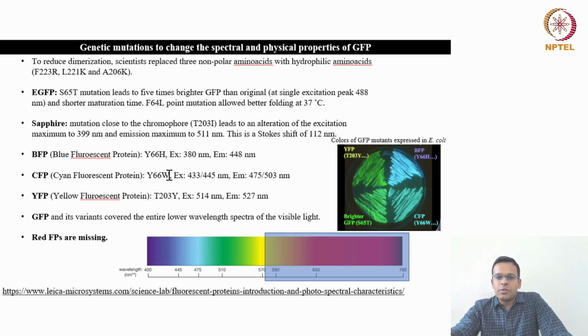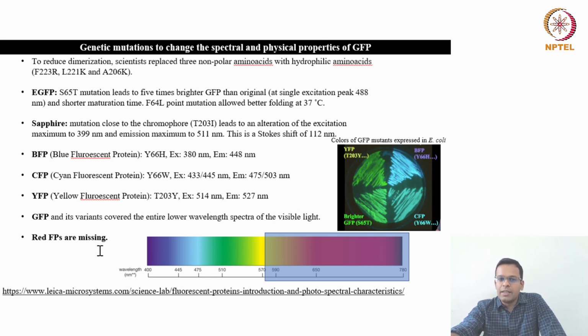Then changing Y66 to W, it changed the color to cyan. So this fluorescent protein is known as cyan fluorescent protein. Similarly, by changing just 1 or 2 amino acids, they converted it into different colors like YFP, yellow fluorescent protein, and eventually GFP and its variants covered the entire wavelength spectrum of visible light. So by modifying certain amino acids, they could develop all these different proteins in this range: blue fluorescent protein, cyan fluorescent protein, yellow fluorescent protein, green fluorescent protein, and sapphire fluorescent protein.